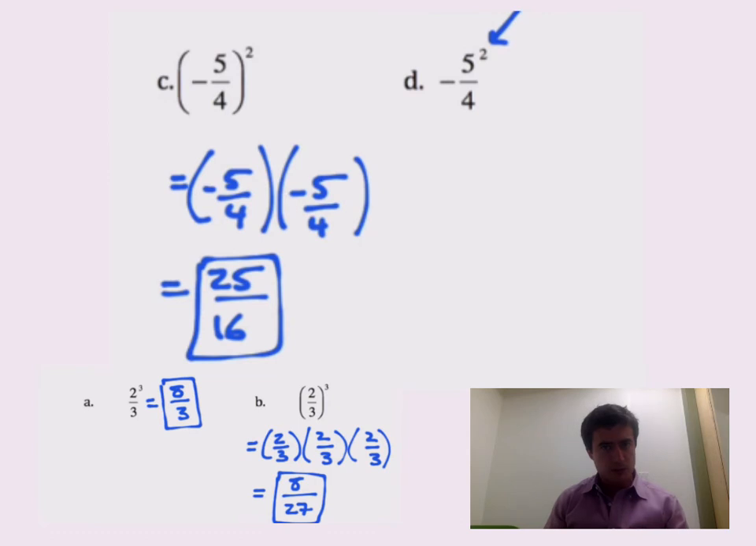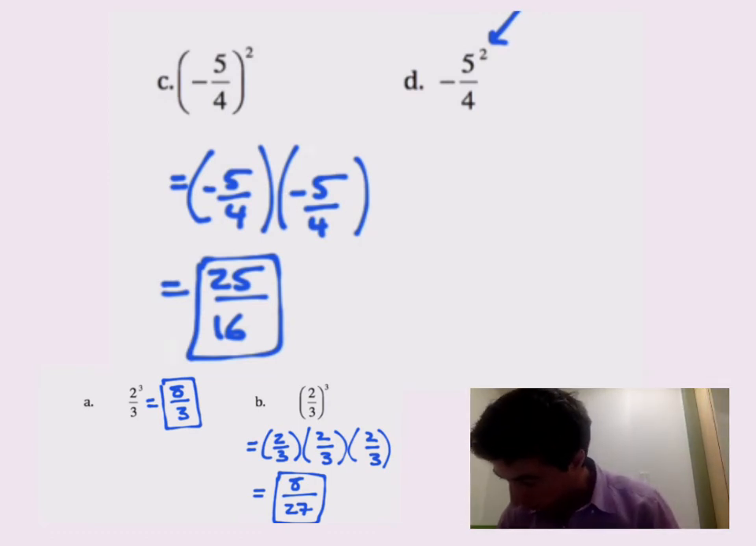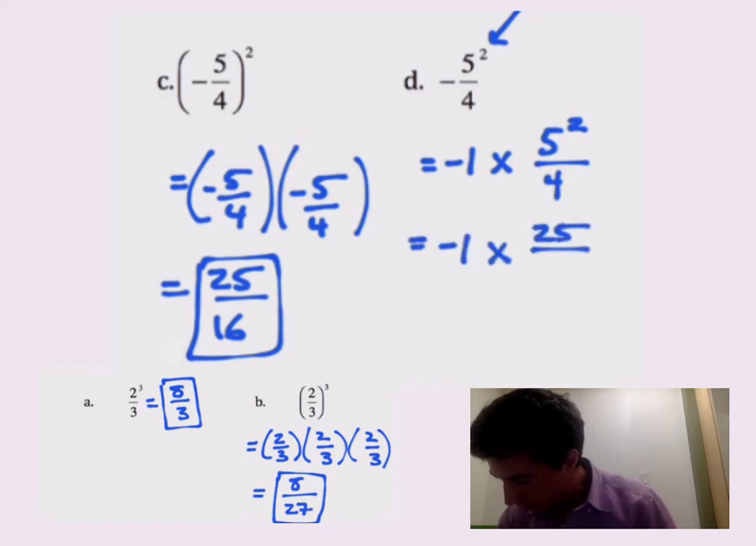The whole fraction isn't being raised to the 2nd power, and that negative out in front is, like it was before, just -1 times 5 squared over 4. So in this case, 5 squared is 25, and so we've got -1 times 25/4, and -1 times 25/4 is just -25/4.